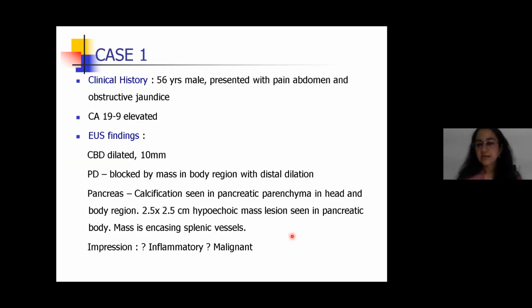So let's go on to case 1. This was a 56-year-old male who presented with pain abdomen and obstructive jaundice. The serum CA 19-9 levels were elevated. On the endoscopic ultrasound, the CBD and the pancreatic duct were dilated. This is called the double duct sign. Pancreas showed calcification in the pancreatic parenchyma in the head, and a 2.5 centimeter hypoechoic mass lesion was seen in the pancreatic body. This mass was encasing the splenic vessels, so the impression was query inflammatory, query malignant.